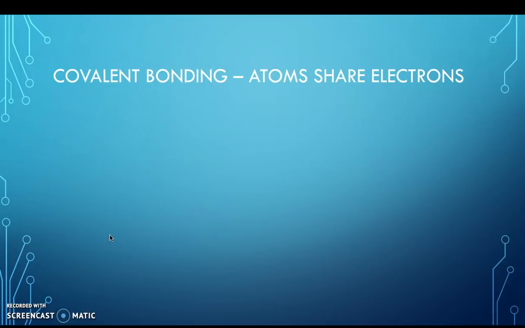Covalent bonding, then. This is different than ionic bonding. In ionic bonding, we had ions becoming charged due to the gaining or losing of electrons. But in covalent bonding, we actually have those atoms sharing electrons in order to fulfill their outer ring.